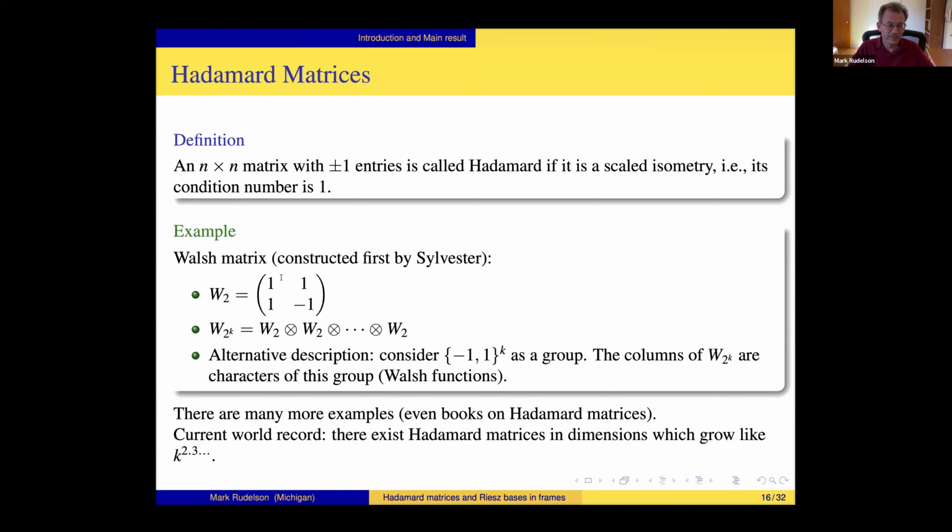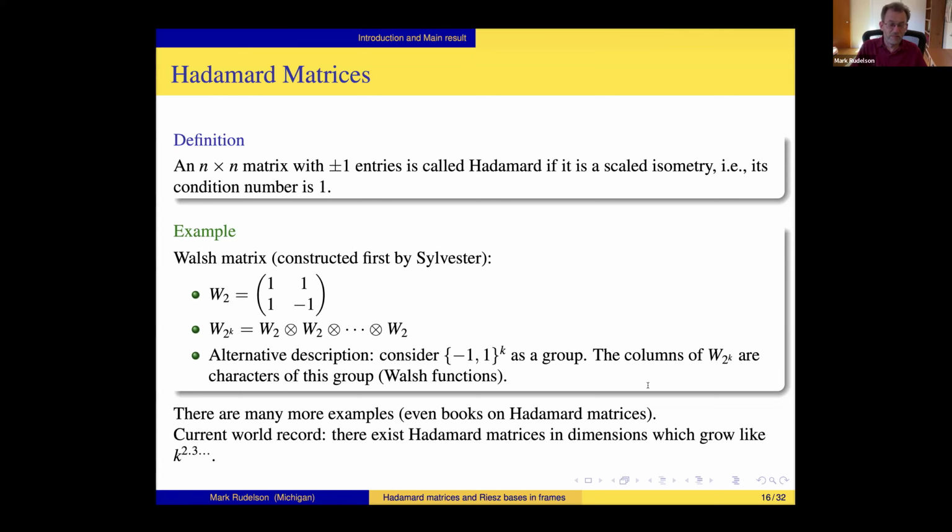Let's consider a matrix W2, which is this 2 by 2 matrix. And then there are matrices of size 2 to the k by 2 to the k, which are tensor products of this matrix with itself. Or I can describe the Walsh matrix differently. Let me consider negative 1, 1 as a group, and then the columns of this matrix are characters of this group, in other words, Walsh functions.